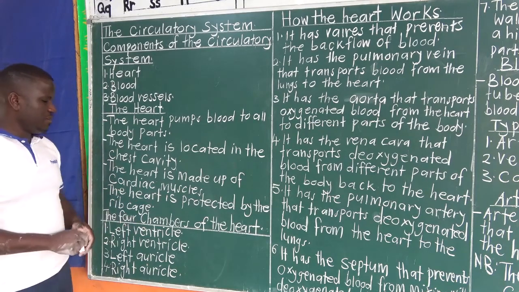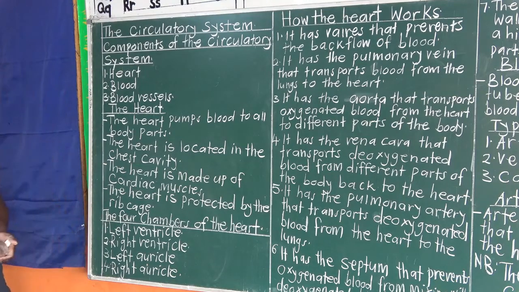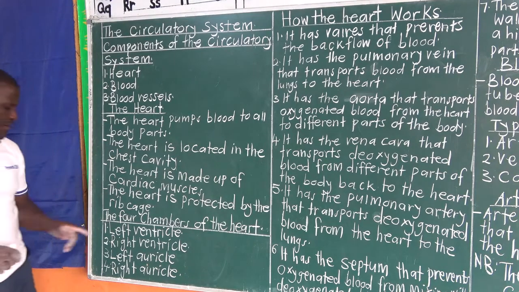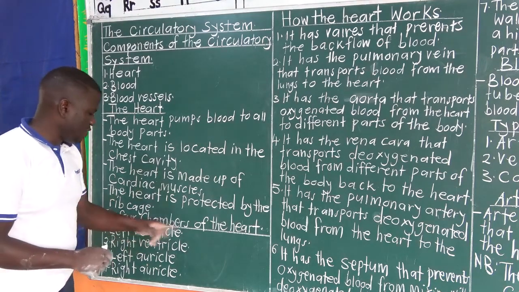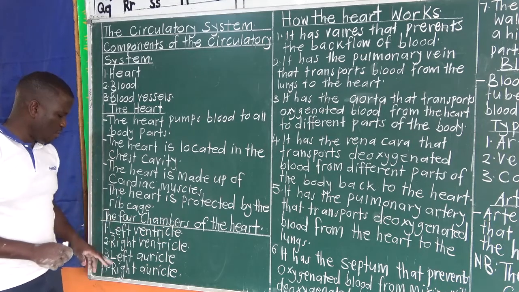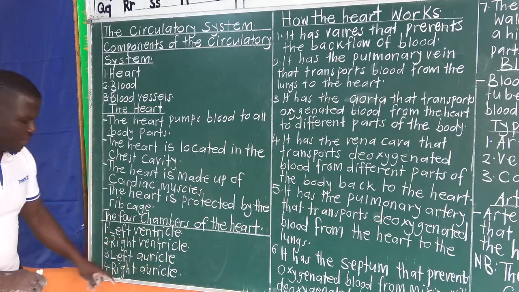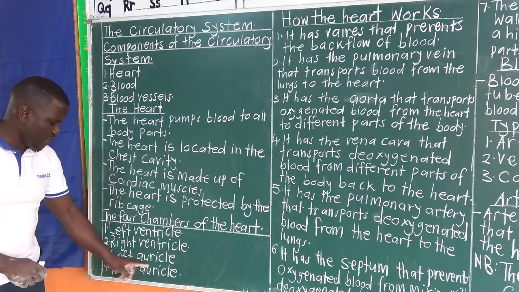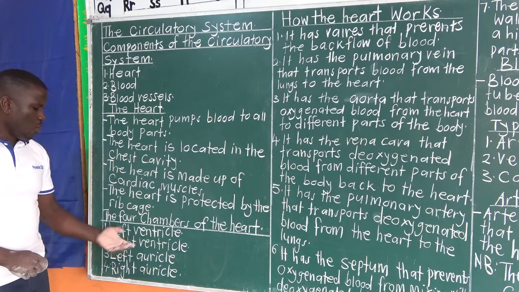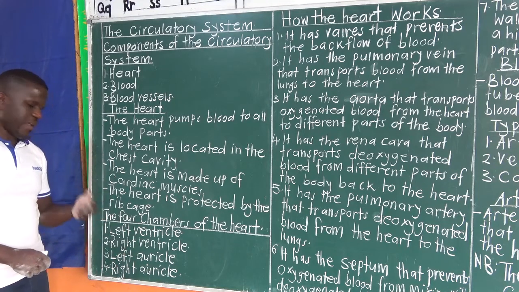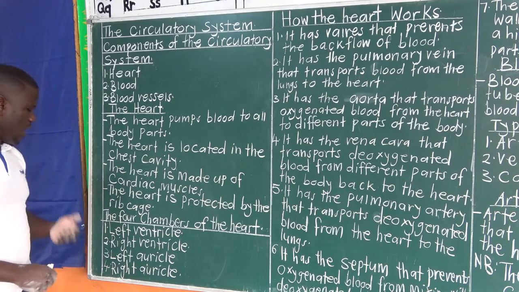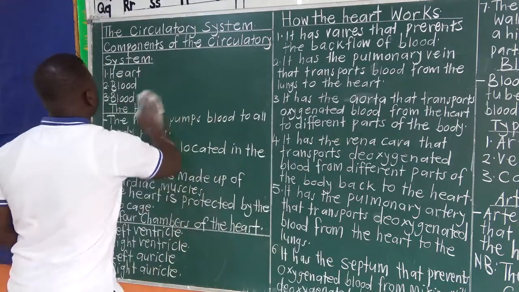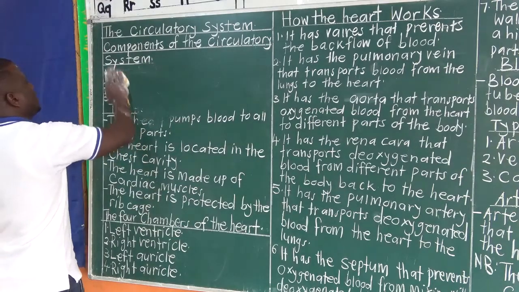Then we have four chambers of the heart. One, we have the left ventricle, the right ventricle, then we have the left auricle, then lastly the right auricle. So we have the left ventricle, the right ventricle, the left auricle, and the right auricle. Those are the four chambers of the heart.